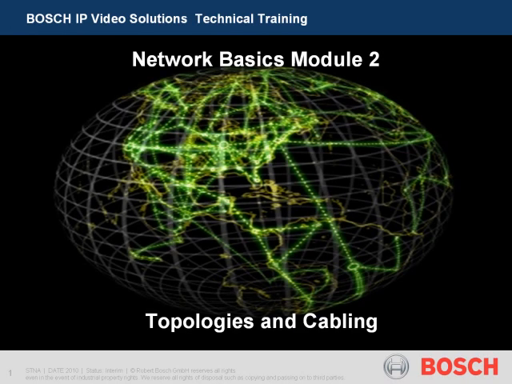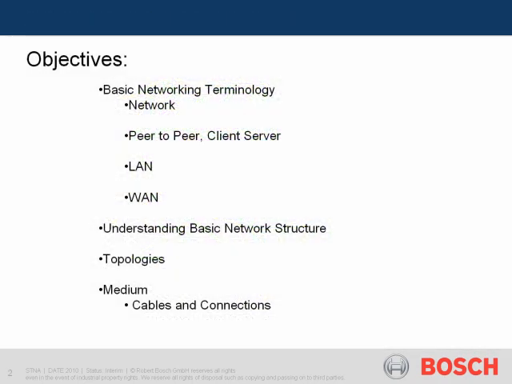Welcome to Network Basics Module 2, Topologies and Cabling. In this module, we're going to cover basic network terminology such as peer-to-peer and client-server. We're going to define what a network is. We're going to define what a LAN and a WAN is. We're going to look into understanding basic network structure, which includes topologies, and how the cables and connections that we use actually play a part in our network.